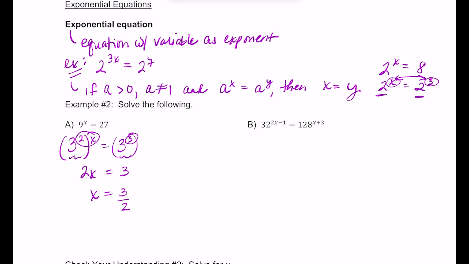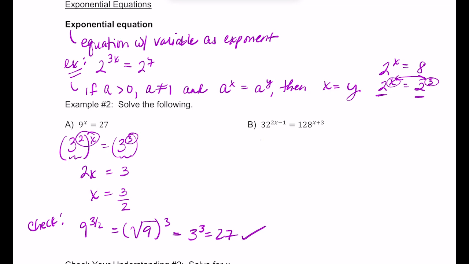And that makes sense. So if you want to check it, 9 to the 3 halves power, remember, is just the square root of 9 to the third, if you rewrite it. And the square root of 9 is 3, and 3 to the third is 27. So that works.